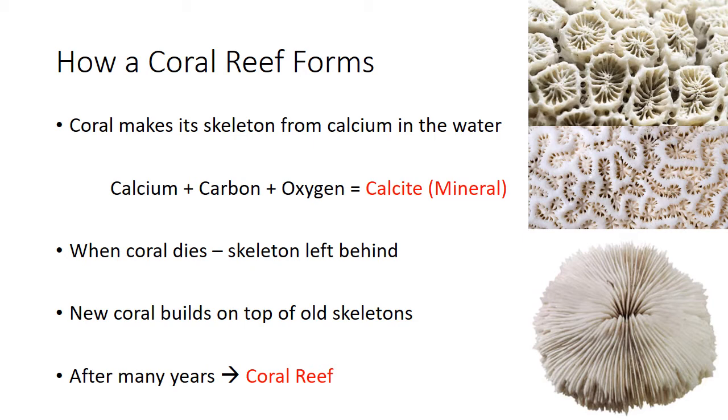When the coral dies, the skeleton is left behind. On the right-hand side, you can see 3 different types of coral skeleton. They come in many different shapes and sizes. The new coral builds on top of old skeletons, and after many years, you get a coral reef.